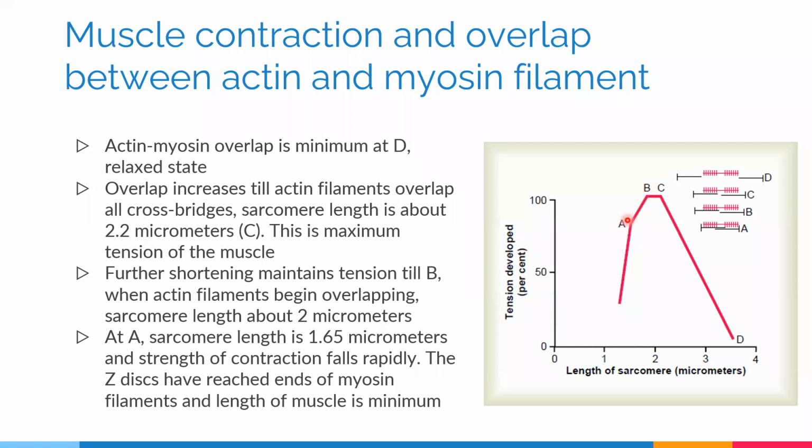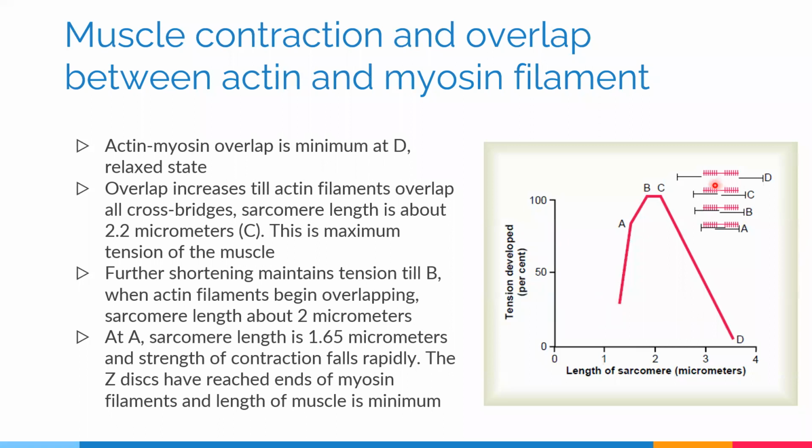This is when the Z discs have reached the end of the myosin filaments, and the length of the muscle is minimal. And after this, there is a huge drop in muscle contraction strength. This occurs when one actin filament from one Z disc has reached the Z disc on the other side, and now a further overlap of the actin myosin filaments causes the filaments themselves to crumple along the Z disc, and this decreases the strength of contraction rapidly.